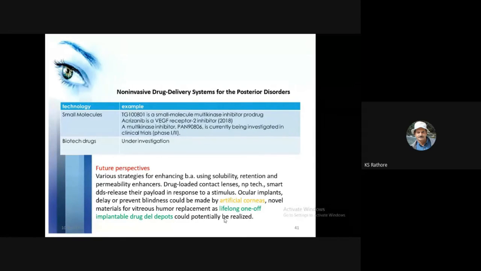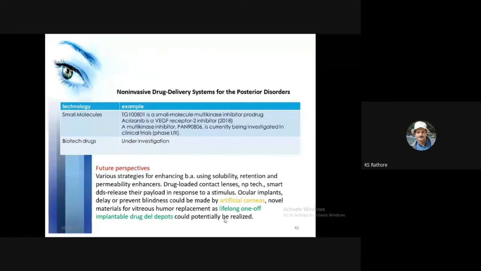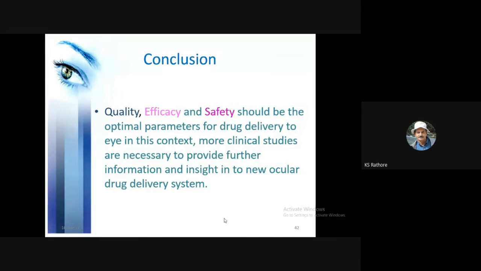Ocular drug delivery is a complex field, and with the help of quality, efficacy, and safety, this should be the optimal parameter for drug delivery to the eye. In this context, more clinical studies are necessary to provide further information and insight into the new ocular delivery systems. Ocular delivery is a very complex field, and multiple factors determine the drug concentration and efficacy at the target site.